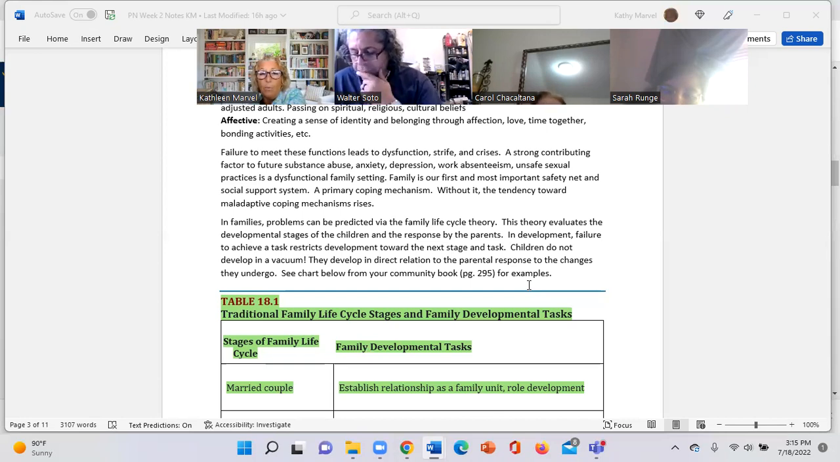Okay. So kids develop in direct relation to parental response and the changes they undergo. For example, a very uninvolved parent who didn't take kids in for well checks or get immunizations or provide adequate nutrition at home, those kids are already behind the 8 ball with regards to behavior, growth and development.